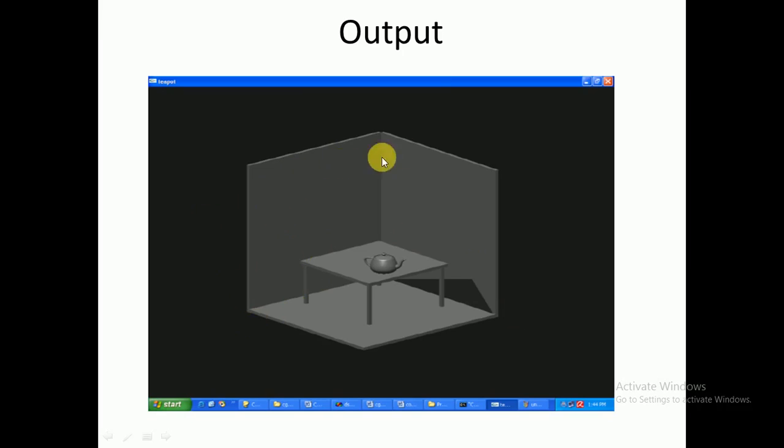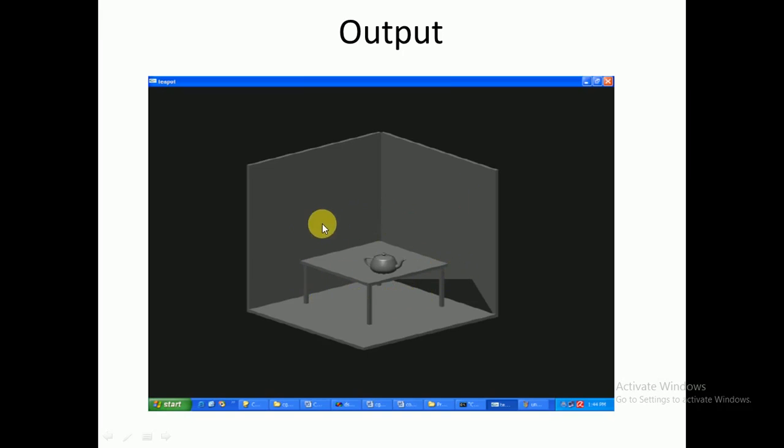We have to draw the wall. How we have drawn it: again a cube, we have drawn one surface separately. This surface I will draw, then next this surface, this surface. Again we will tell the order in which we have drawn. Again, order also matters here, right? I will tell the order. Then afterwards we have drawn the table.